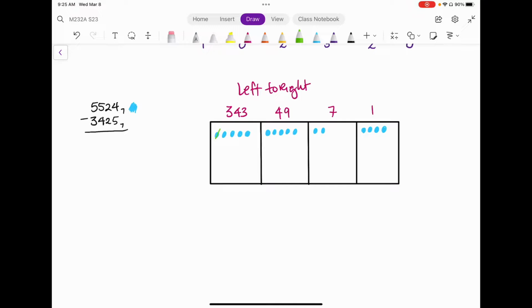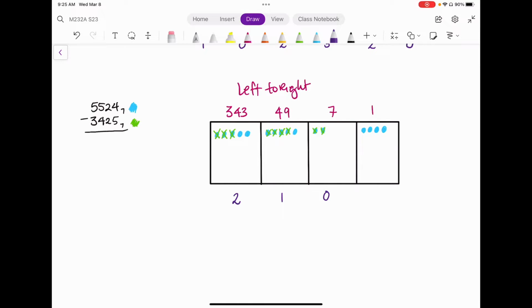So I subtract 1, 2, 3 values, which leaves me with a result of 2. And then I move to the next box, and I need to take away 4. So I subtract 1, 2, 3, 4, which leaves me with 1. I move to the next box and I subtract 2, which leaves me with 0.